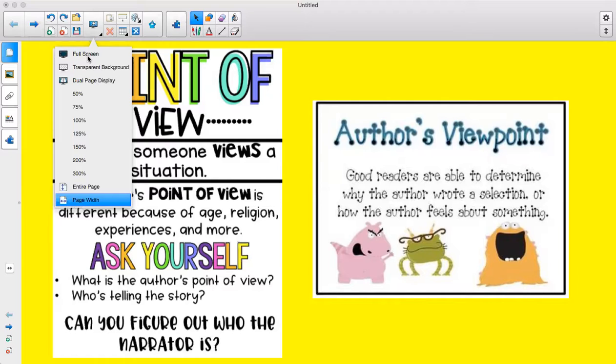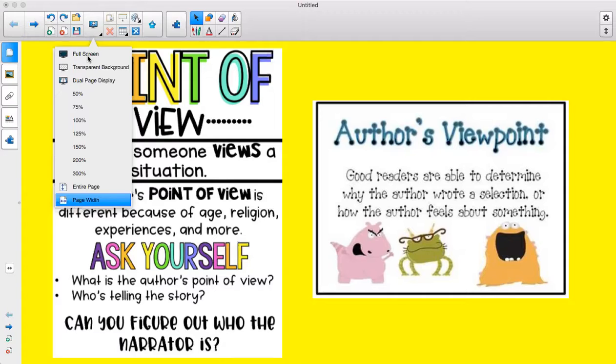Everyone's point of view is different because of their age, religion, experiences, or other reasons. So as you're reading things, third graders ask themselves, what is the author's point of view? Or what is the author's opinion? And sometimes it helps us to ask who is telling the story. That can help us determine the point of view as well.